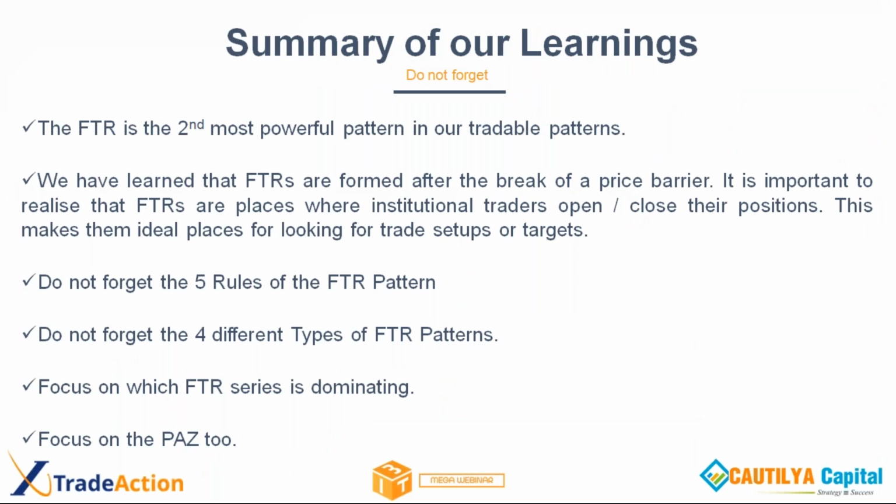So summary: the FTR is the second most powerful pattern in our tradable patterns. We have learned that FTRs are formed after a price break, when a barrier is broken. What is that barrier? H1 and H2. How many engulfs? Two engulfs. So FTRs are ideal places for trades because institutions will have pending orders. The bus will come in reversal to a point to pick up lots of waiting passengers. Remember the bus story in the FTR example.